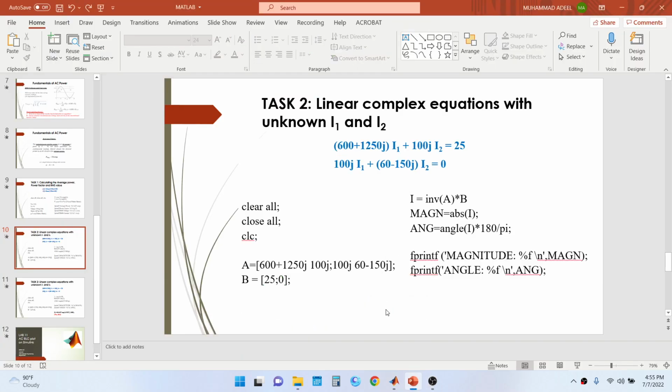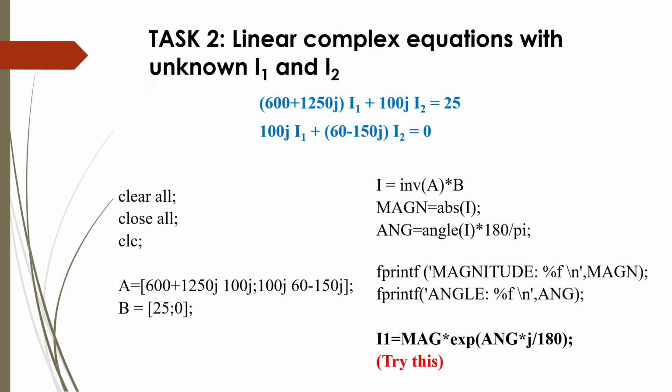Okay, so there is one more task left, which is C. This is from task 2. Your assignment, the post-lab task, is to use I1, magnitude, exponential, angle. Write this command down and see what happens. You can write this for I1, and you can also write it for I2 individually. Write this down and see what your output is, and you can present your output in your post labs.